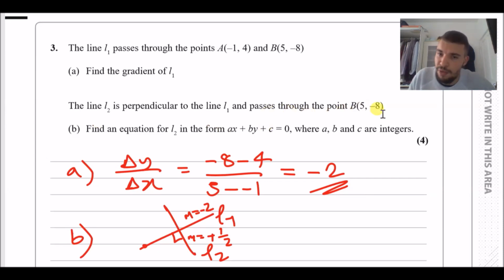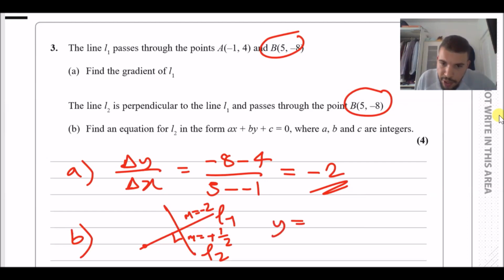Okay, and it also passes through a point, B, (5, minus 8), which is the same point. Find an equation for L2 in that given form. Okay, so this isn't too bad. We just use the standard y equals mx plus c. So using y equals mx plus c, we just need to find m and c and then make it look like that form. So m, we know the gradient is half, so therefore y equals half x plus c.